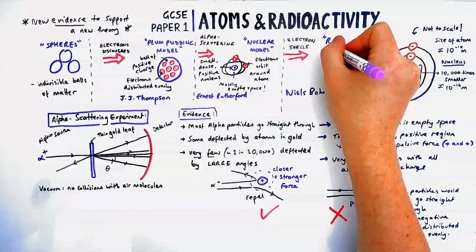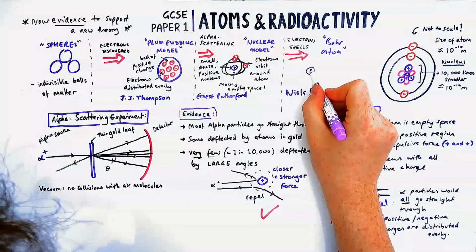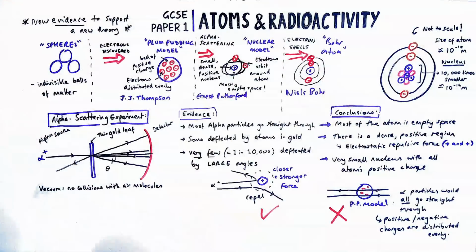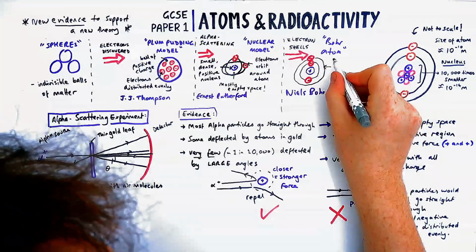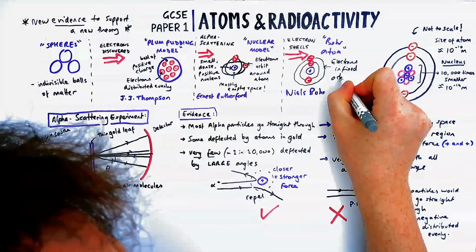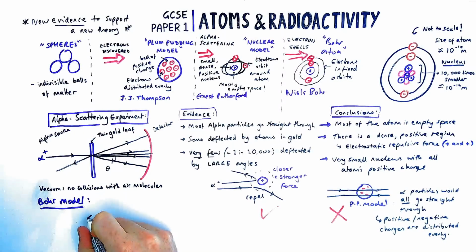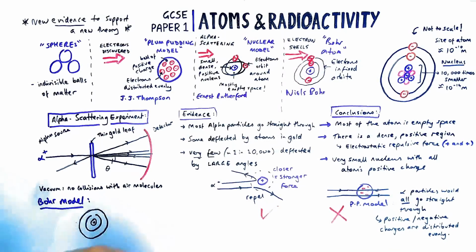Now, we might notice in a nuclear model, the electrons are orbiting sort of all over the place around the nucleus. The next development was Niels Bohr, and this leads to the Bohr atom. In the Bohr atom, it is very, very similar to the nuclear model, but the electrons are orbiting at fixed orbits or in shells around the atom, where they cannot just orbit anywhere.